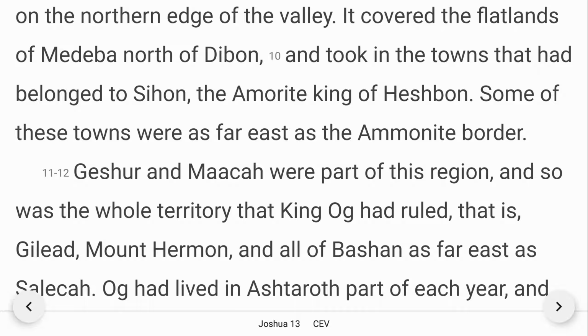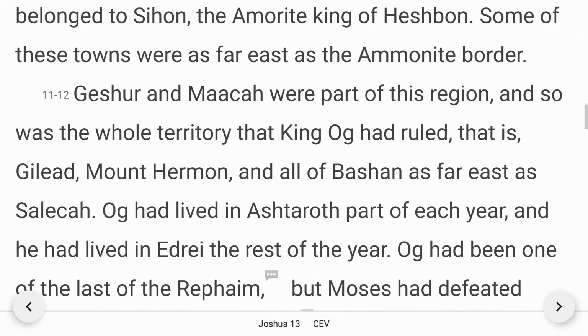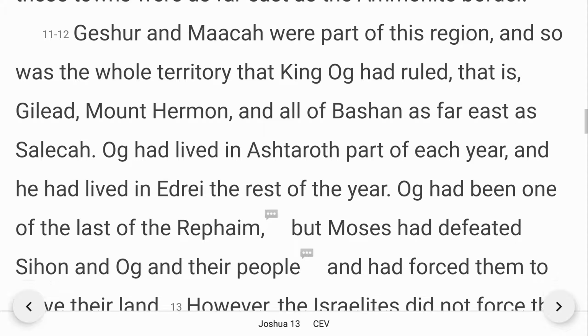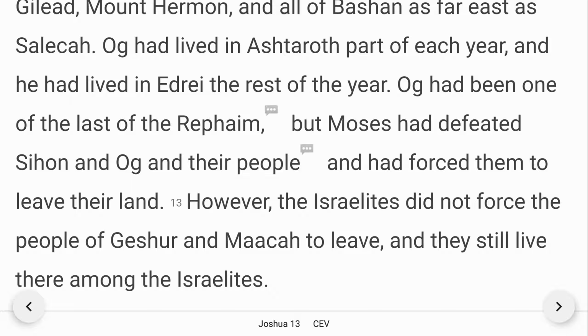Geshur and Maacah were part of this region, and so was the whole territory that King Og had ruled, that is, Gilead, Mount Hermon, and all of Bashan as far east as Salecah. Og had lived in Ashtaroth part of each year, and he had lived in Edrei the rest of the year. Og had been one of the last of the Rephaim, but Moses had defeated Sihon and Og and their people and had forced them to leave their land.